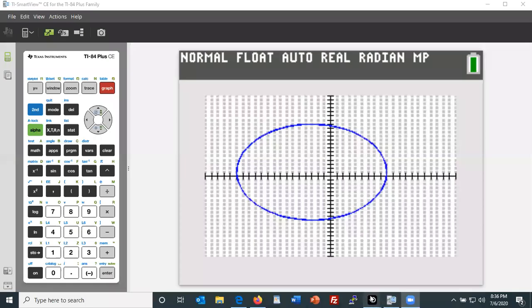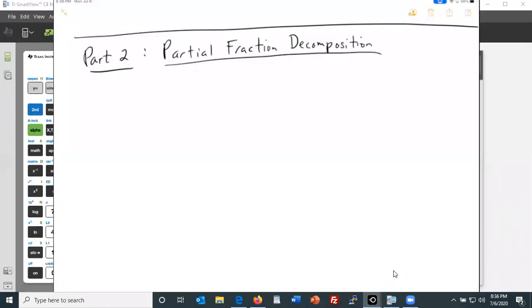So I'm going to pause the video. So let me share my notes, and we will start with part 2, which is a much shorter part, much shorter than part 1, called partial fraction decomposition. Now, it sounds really fancy, but it's really a much simpler concept.